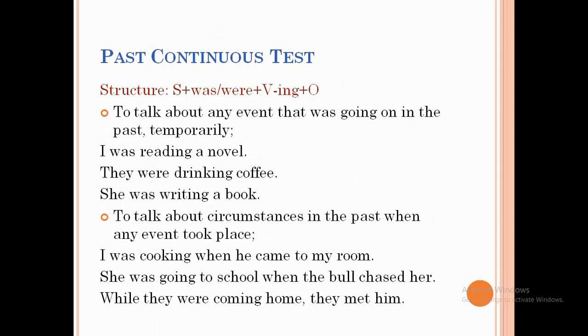Another situation where we can use past continuous tense is to talk about circumstances or situations in the past when any event or action took place. Let's see some examples. I was cooking when he came to my room. When he came to my room, I was cooking. She was going to school when the bull chased her. When the bull chased her, she was going to school. While they were coming home, they met me.